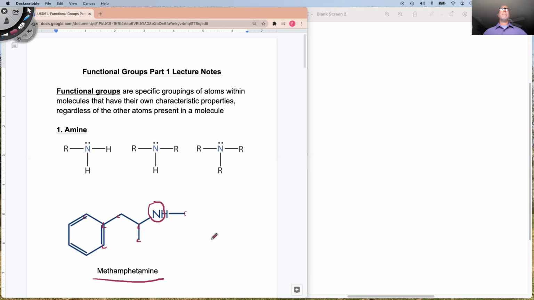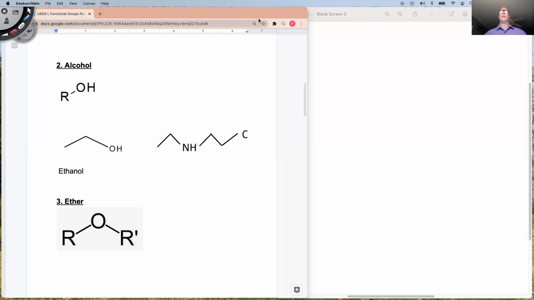So this would be methyl, and this is called methamphetamine. And this functional group right here makes it an amine group, okay? This would be an amine functional group. So let's move on and take a look at another compound.